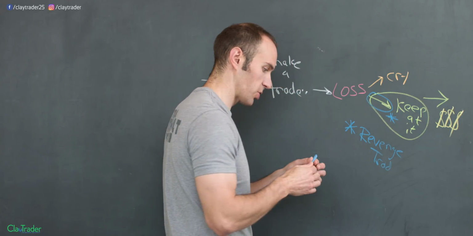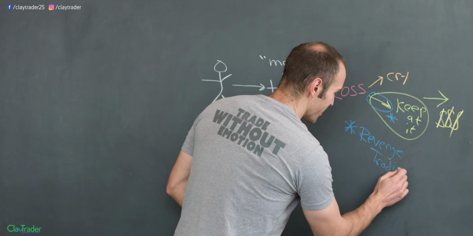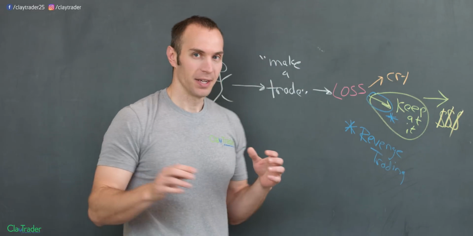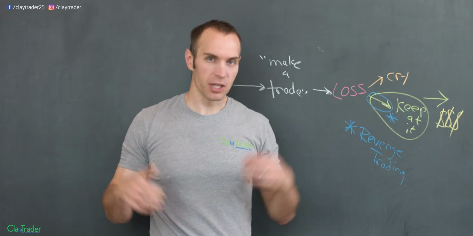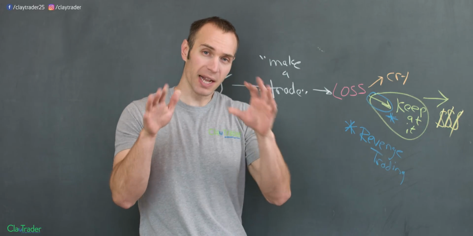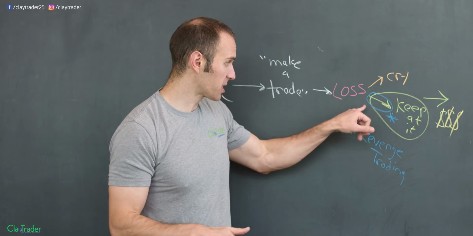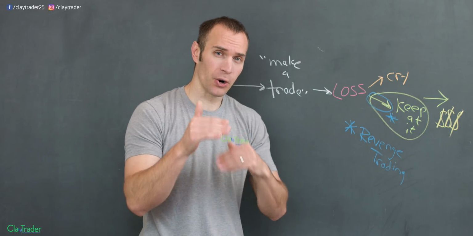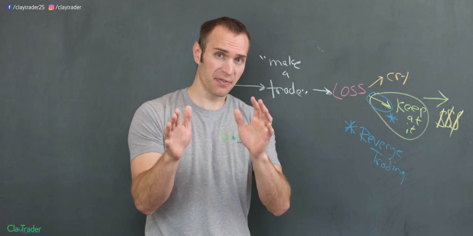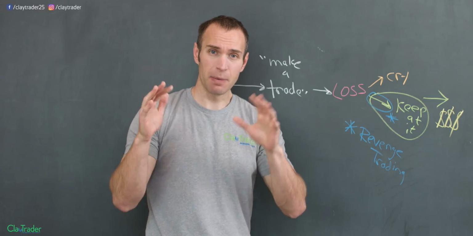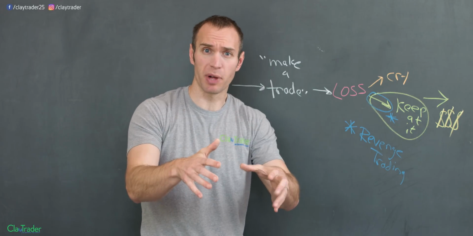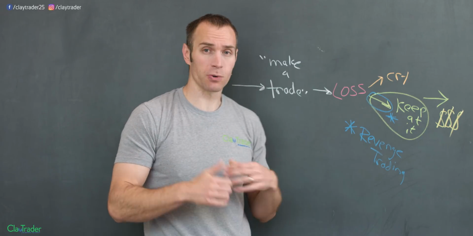Meaning, you take a loss and then you get angry and then you just go put on another trade. That is a very real possibility. And that is something that you need to be very careful about. There's a big difference between keeping at it, keeping your system in place, keeping your strategy in place, following your rules, and then just flat out revenge trading.